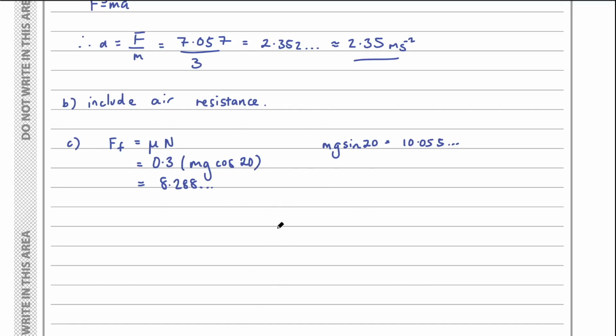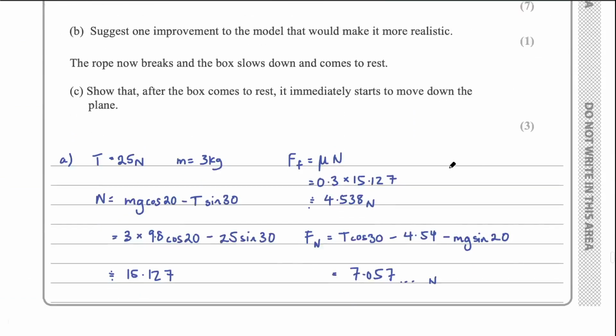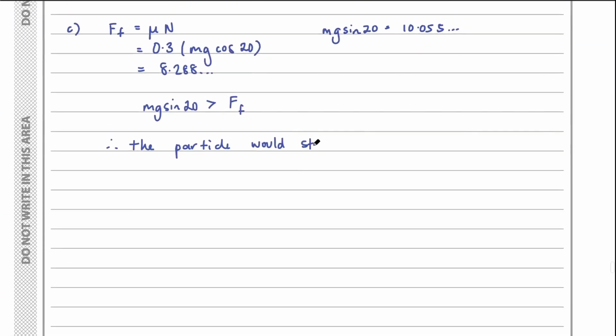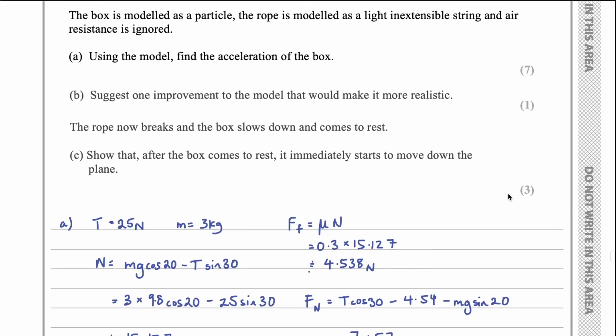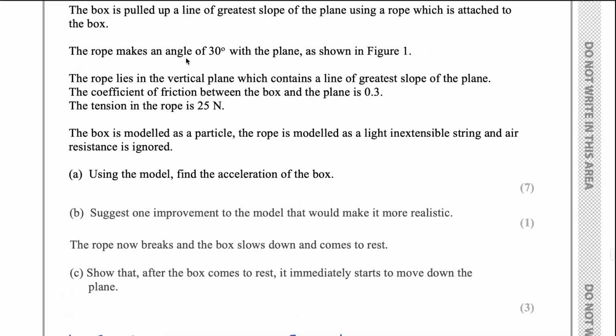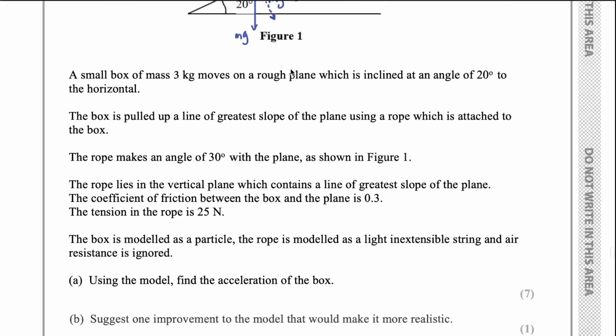So therefore, we can say that the particle would start to move down the plane. So let's just state that mg sine 20 is greater than the frictional force. Therefore, the particle would start to move down the plane. So the force due to weight overcomes the frictional force and the particle starts to move down the plane. That was part C for 3 marks, and in total, question 8 was 11 marks.